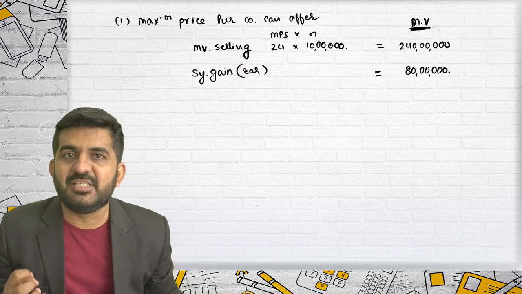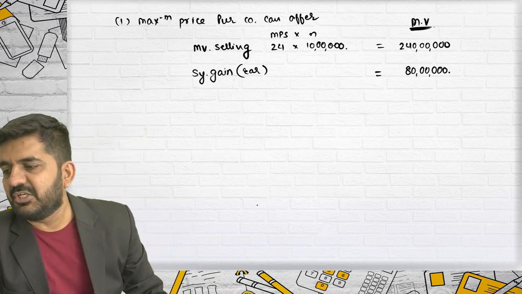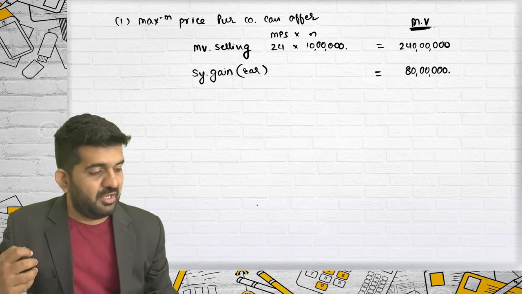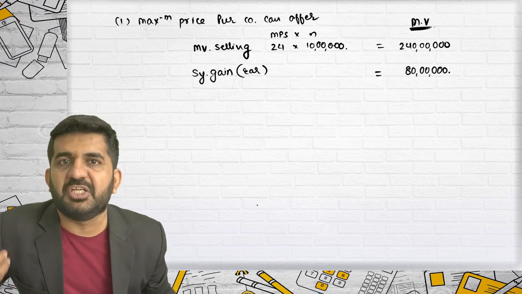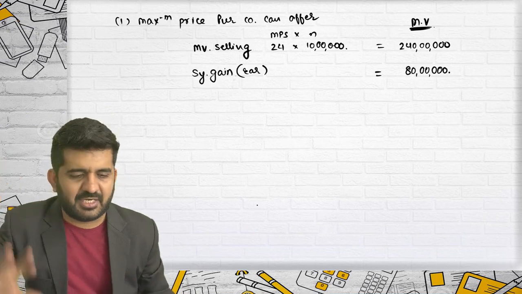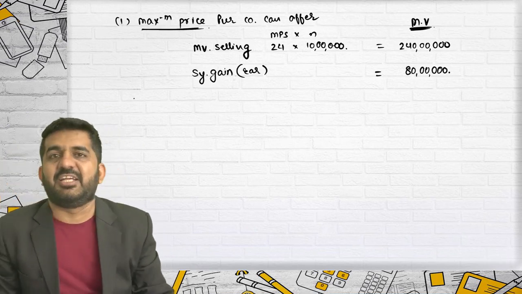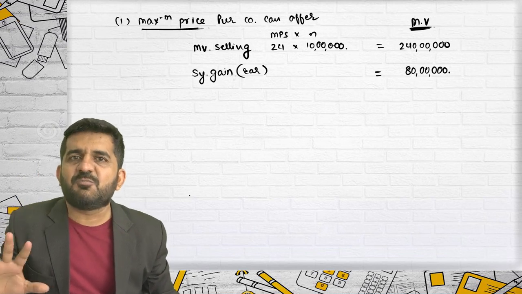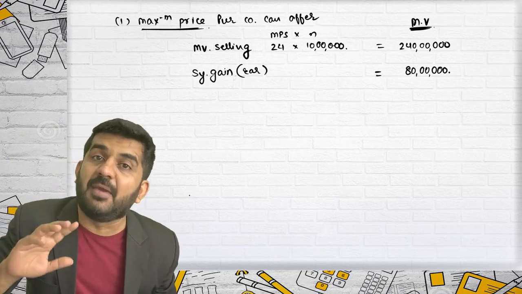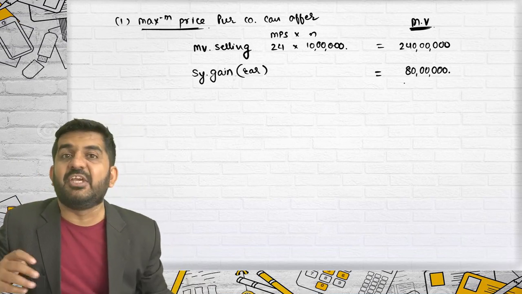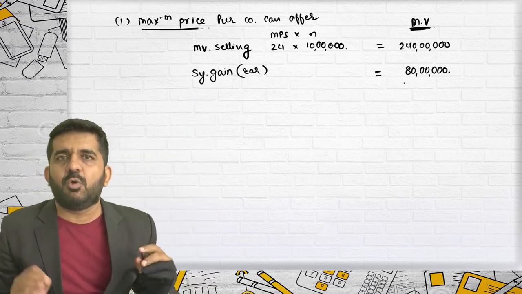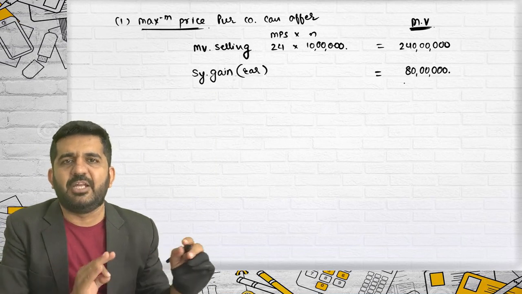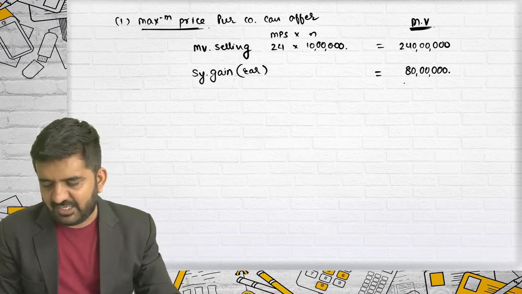Sir, as a purchasing company, we are getting a synergic gain of 80 lakhs. Why should we give it to the selling company's shareholders? Good question, but understand, we have not yet given. We are just finding out what maximum price we may pay. Out of this, we might give them only 10 lakhs. Is it all right? But we are finding out a higher limit. What is the maximum price we will be ready to pay to the shareholders of selling company?